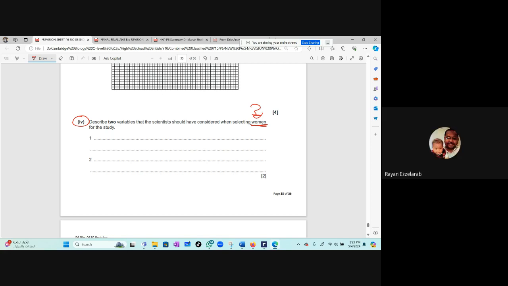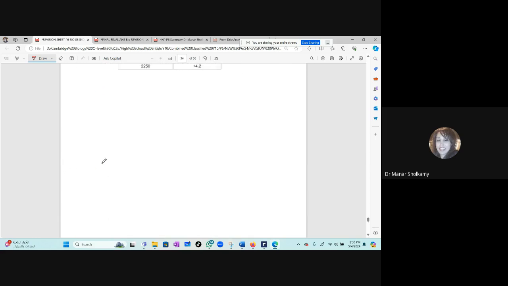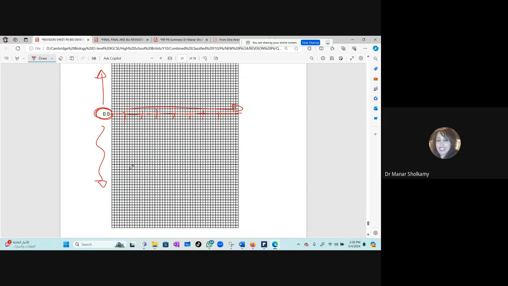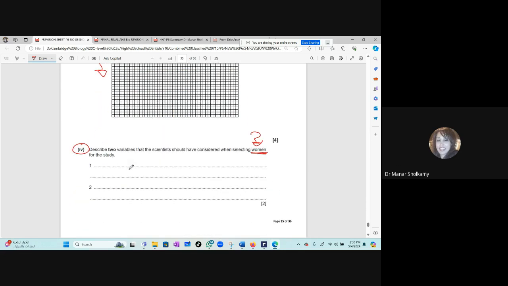Age, same age, and health status, they don't have health problems. I did not hear you, but I think what you said was correct. In this experiment, they were talking about women who have osteoporosis. Okay, so either they all have osteoporosis or they all don't. They just all have to be the same health status. They're not pregnant, especially women.